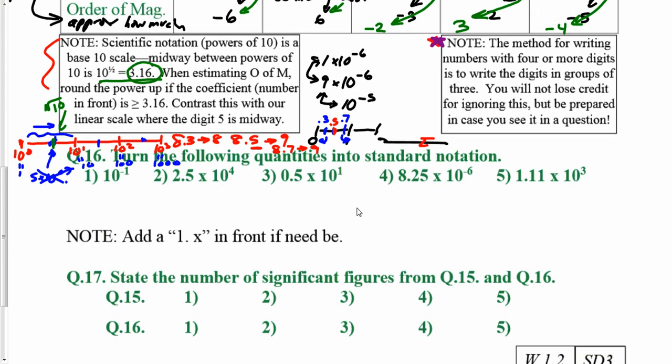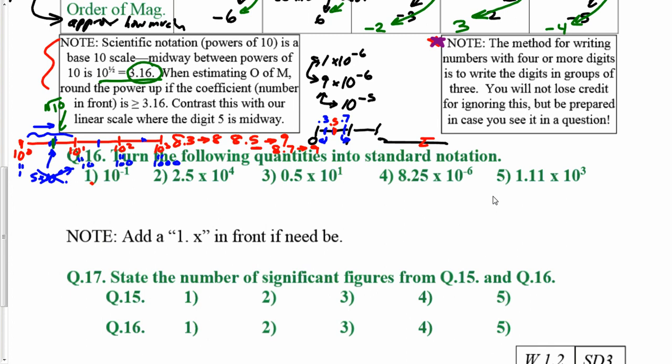All right, let's get down to question 16. Sorry, we got some slop in the way, but you'll be all right. Turn these into standard notation. So now we're trying to get rid of the scientific. Okay. We're going to skip number 1. We're going to come back to that one. The others are actually a little easy.